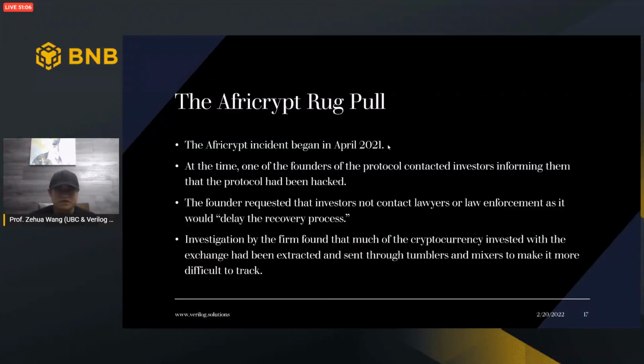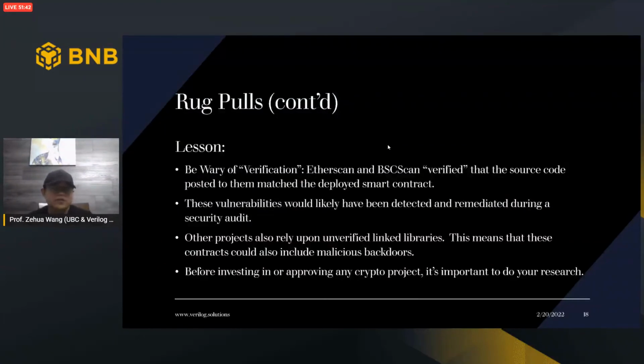It happened last year, in April. At that time, one of the founders reported the case to the investors, but told them not to contact lawyers or law enforcement, as it would delay the recovery process. That was definitely lying. The investigation by the firm found that much of the cryptocurrency invested in the exchange had been extracted and sent through a tumbler and a mixer to make it more difficult to track. So the lesson we can learn from rug pulls is to be wary of verification.